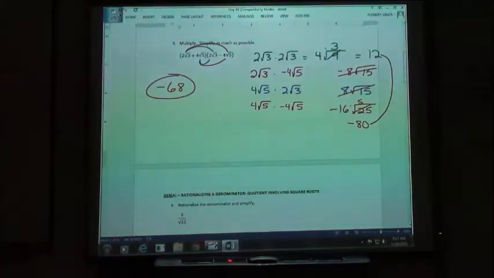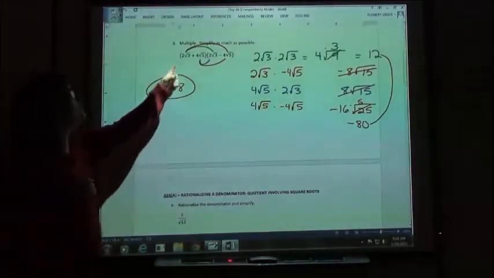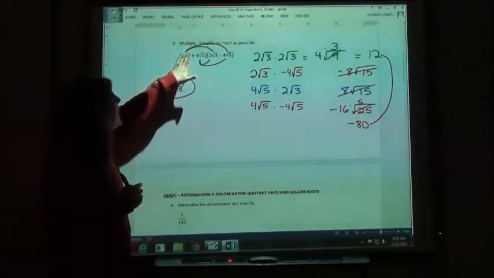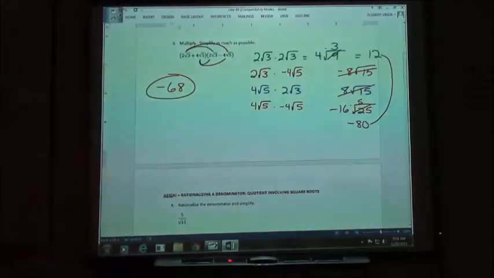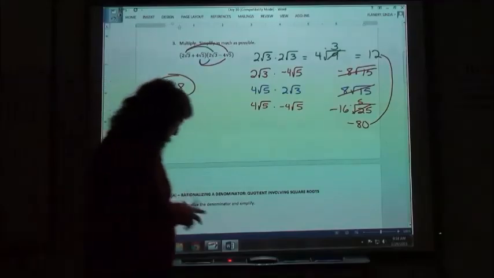So notice when we FOILed that out, these are those conjugate things where we have the exact same terms, just the opposite sign in the middle. And so when you multiply something like that, everything cancels out except for the numbers, and then you can combine the numbers, and there you got one answer. We'll use that later.